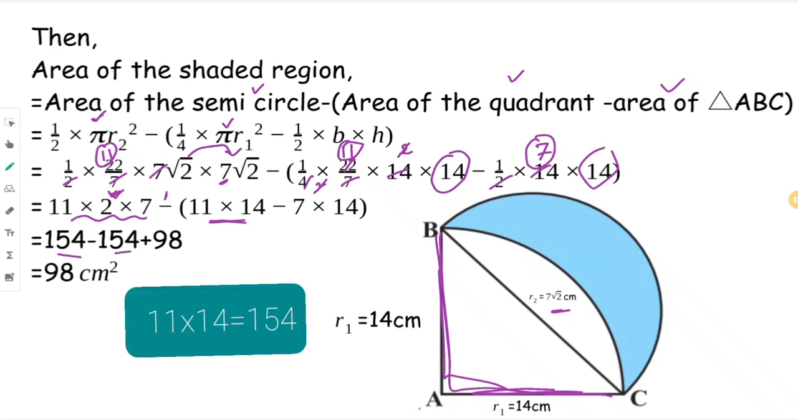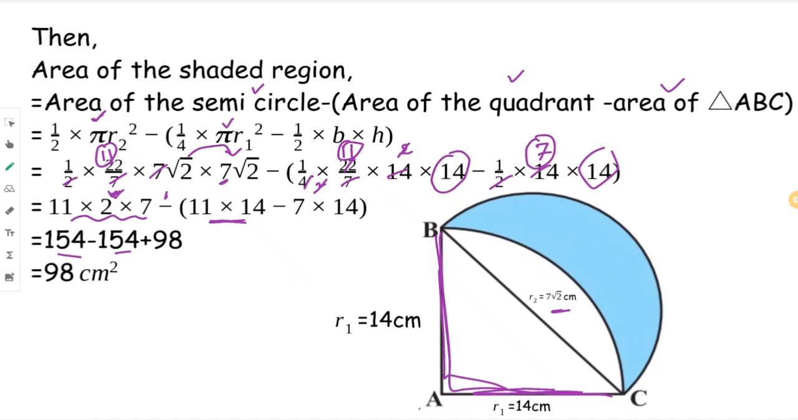See, this minus is there, right? So remember that here I'm getting 154, right? Then minus into plus, I'm going to get minus, all right? Then minus into minus, I'll have plus. So that's why you can see plus 98, right? So this 154 becomes 0, right? Then I'll be left with 98, or the area of the shaded region is how much? 98 centimeter square.